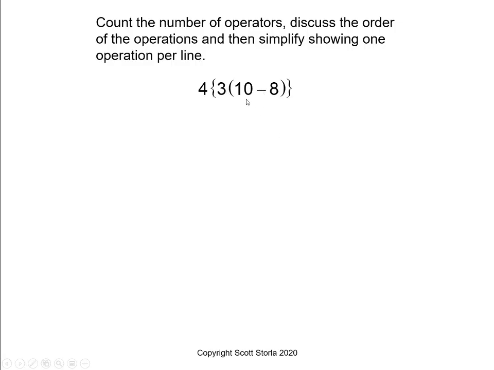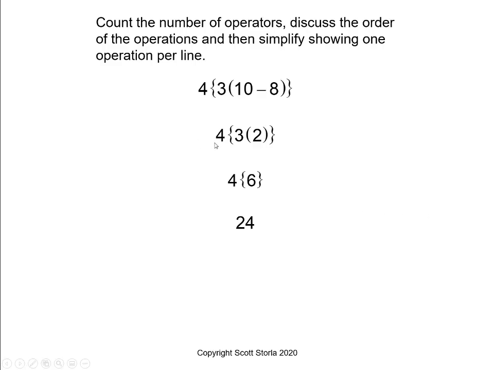Now, this is an example of nested grouping. That is, since the parentheses are inside the braces, then the parentheses should be done first. So 10 minus 8 will give me 2. And then again, since the multiplication of 3 and 2 right here is inside the braces, it'll be done next because the braces are a grouping symbol. 3 times 2 is 6. And then 4 times 6 is 24.